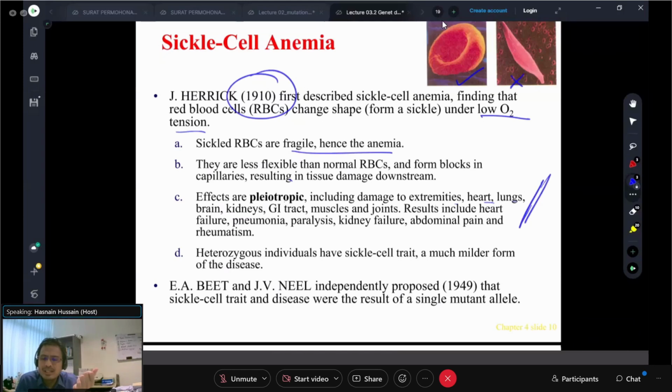And then a heterozygous individual will have the characteristic of this, but at a milder form, because they can also produce the normal red blood cell.